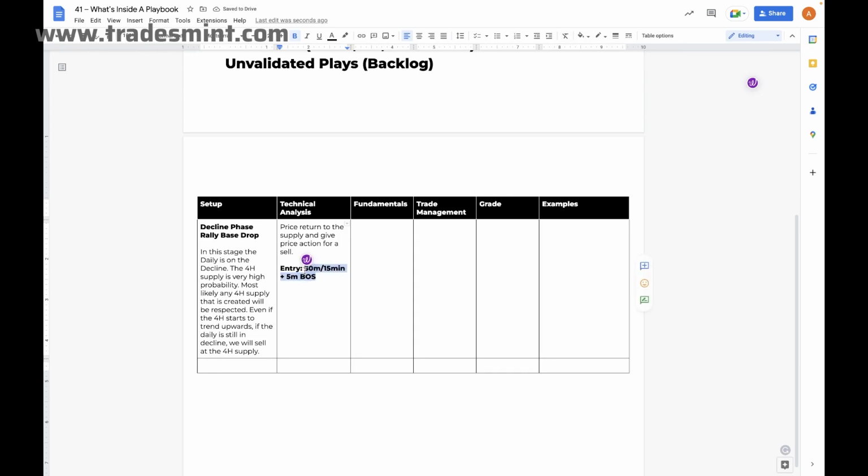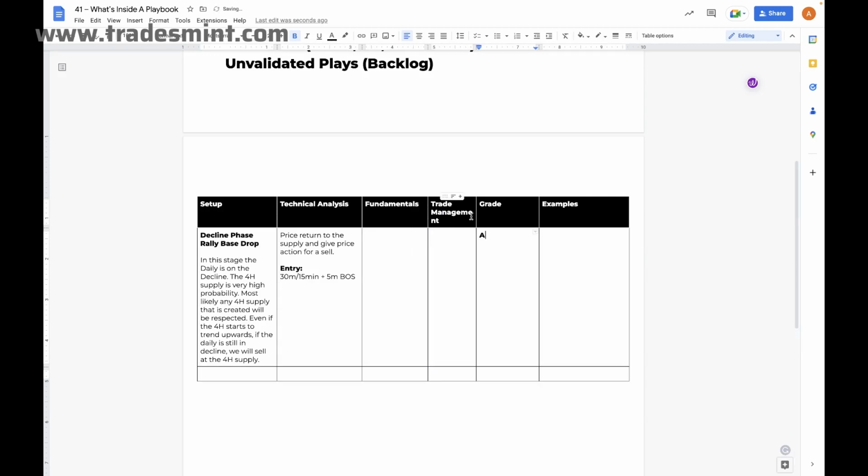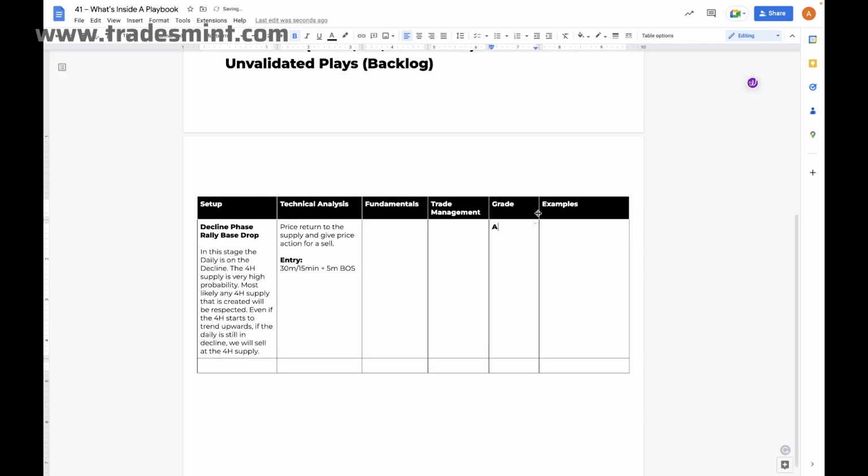Okay, whenever I have a 30-minute or 15-minute candle and a 5-minute break of structure in my zone, this is normally an A setup. So I'm going to put this as an A grade. For me, I know this, but you'll have to go in and validate it. You have to go and back test it. All right. So the fundamentals, I'm going to put none.